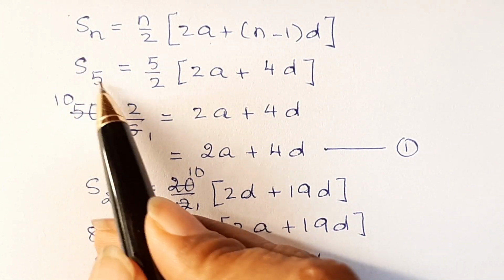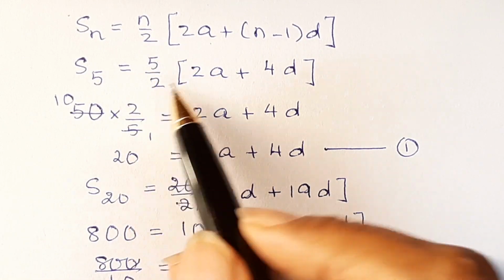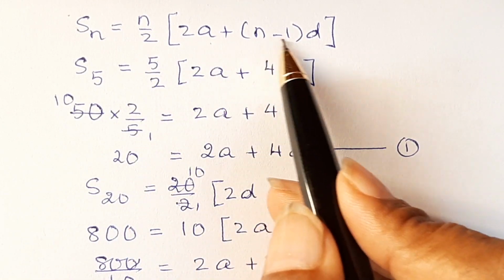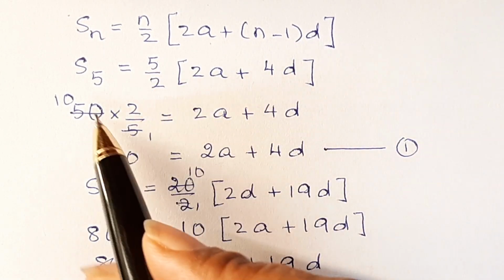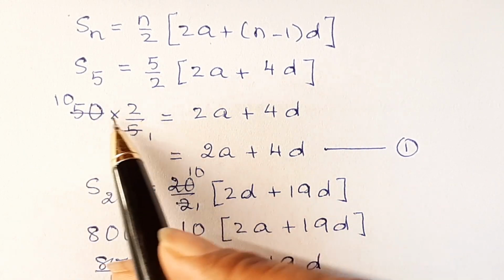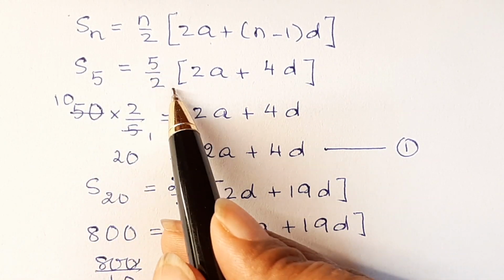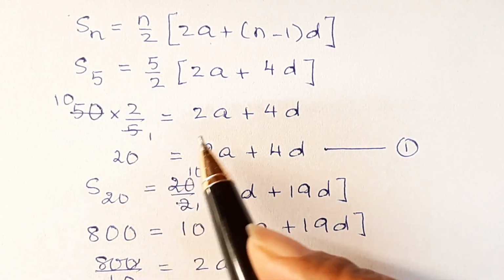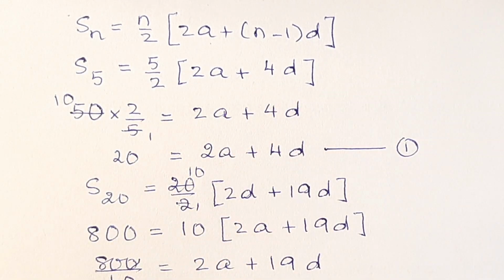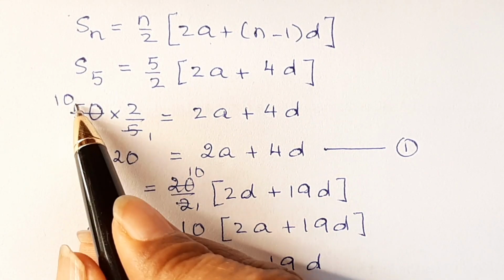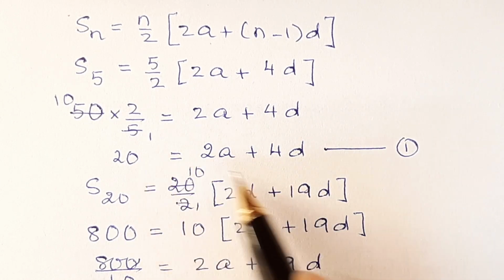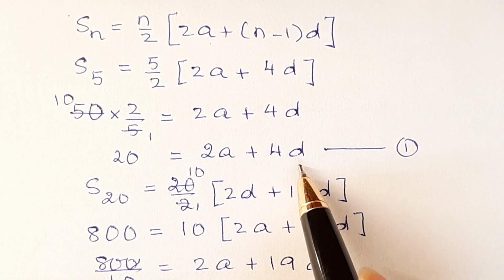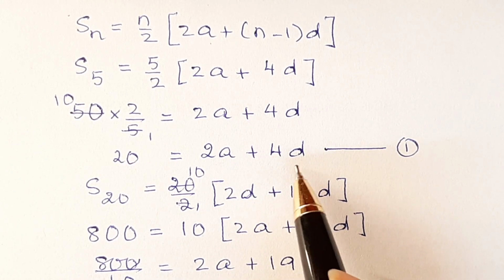So we substitute in this formula. Sum of first 5 numbers will be S5, will be 5 upon 2, and here 2a as it is, and n minus 1 becomes 5 minus 1, that is 4d. S5 is given as 50, so 50 multiplied by this 5 upon 2 goes the other side, so it becomes 2 upon 5, and that will give us 2a plus 4d. Cancellation will give us here 20 equal to 2a plus 4d, and that becomes our first equation because now we have two variables. Two variables, which means we'll have to solve them as simultaneous equations.